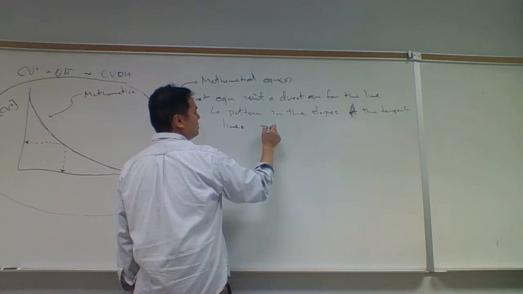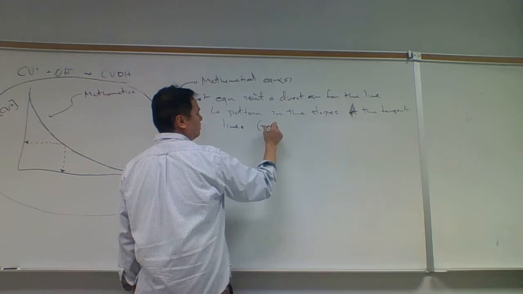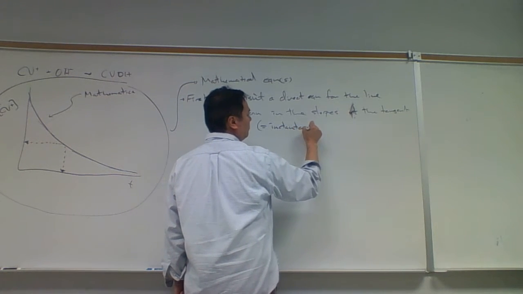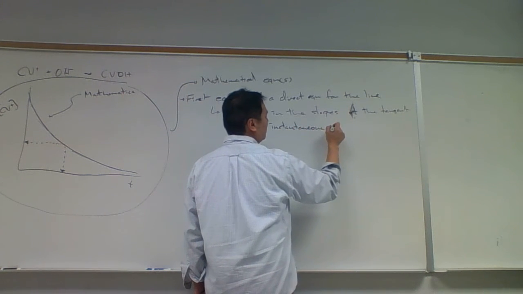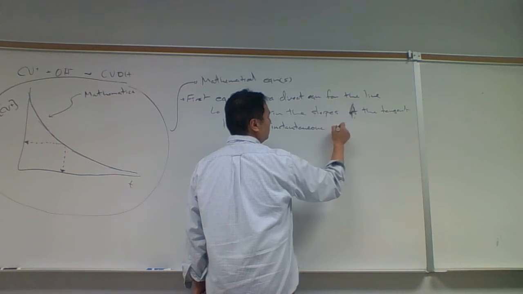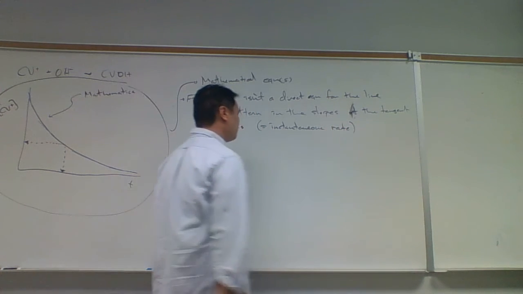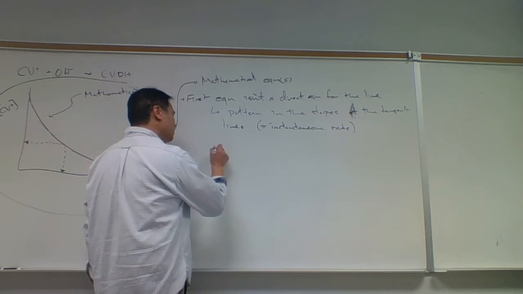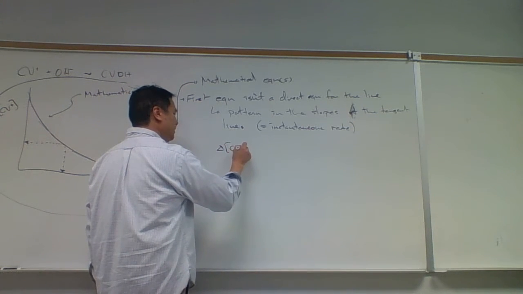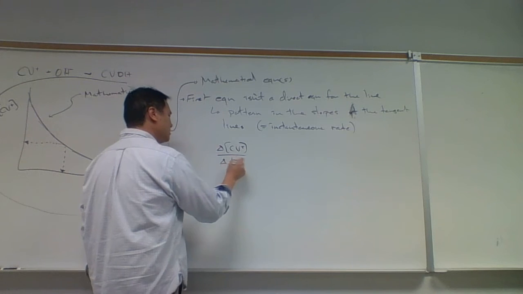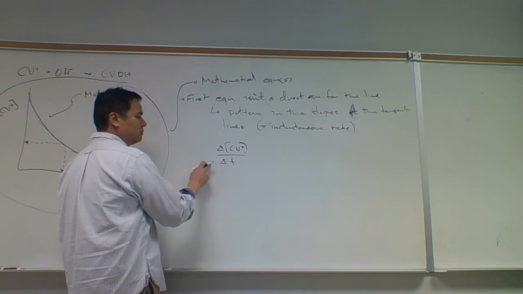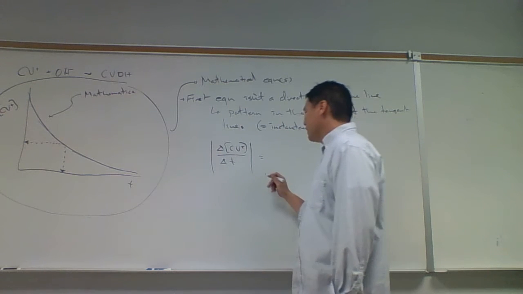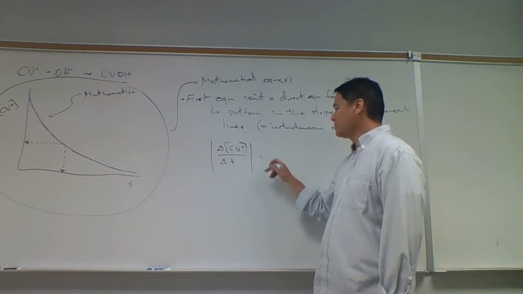Which we call the instantaneous rates. That is the slope, or the instantaneous rate, at any time t. And so this pattern is going to be delta CV+ over delta t. That's the slope. And the slope can be determined, well, this is going to be an absolute value. This slope can be determined by this. Now, this is the mathematical function that fits it.